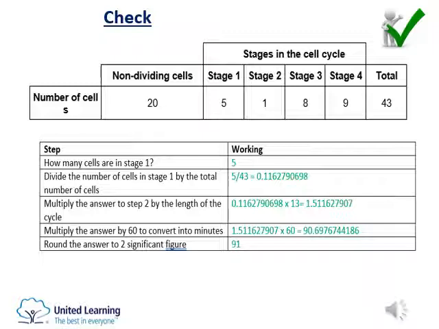We want this in minutes though, remember. So the next step was to multiply the answer by 60 to convert into minutes. So the answer in minutes is 90.697 etc. minutes. And then remember, it asked us to work out our answer in two significant figures. So the answer would be 91 minutes.